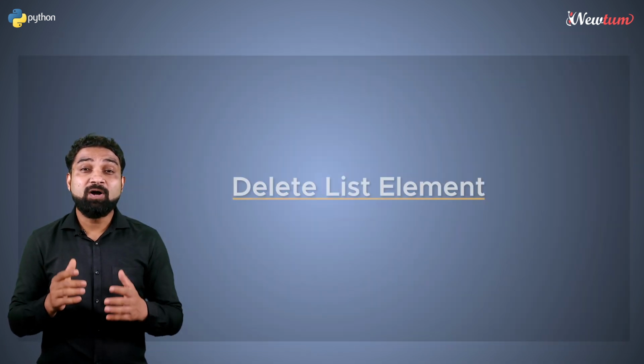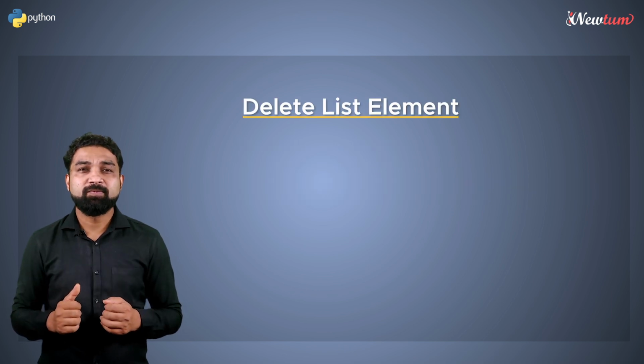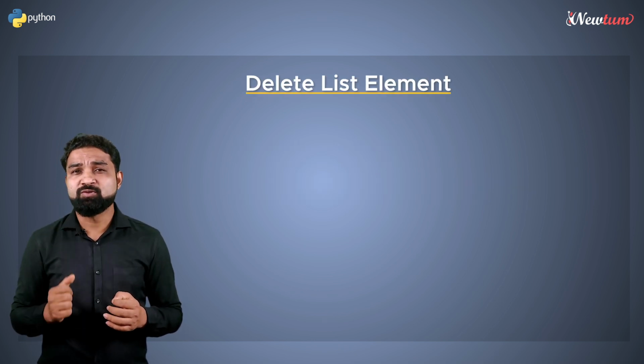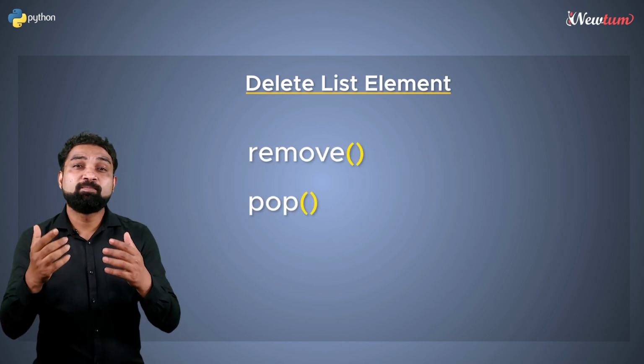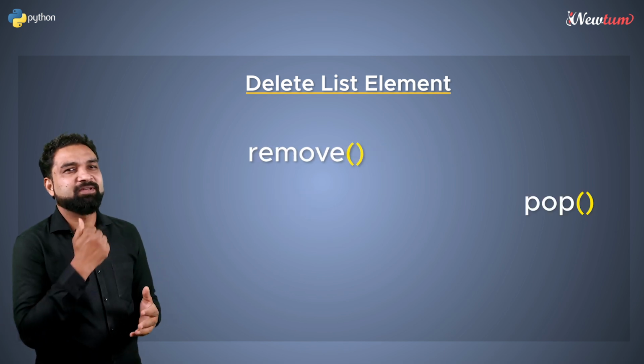Now, we will see how to delete the elements from the list. Python provides two methods to delete the element from the list. The first is remove and the second is pop. Let's see them one by one.